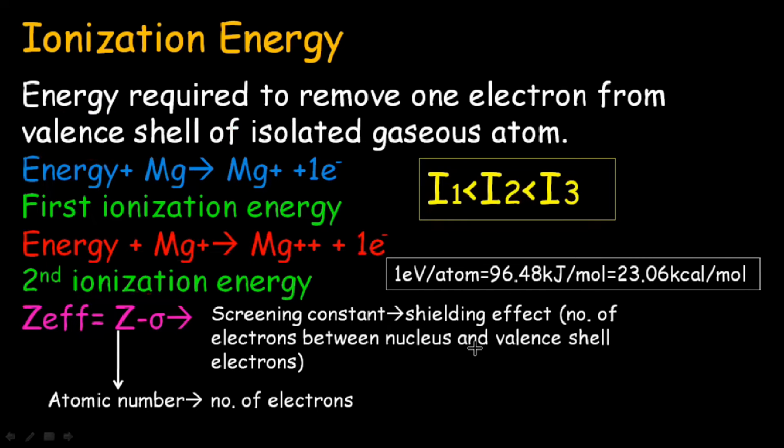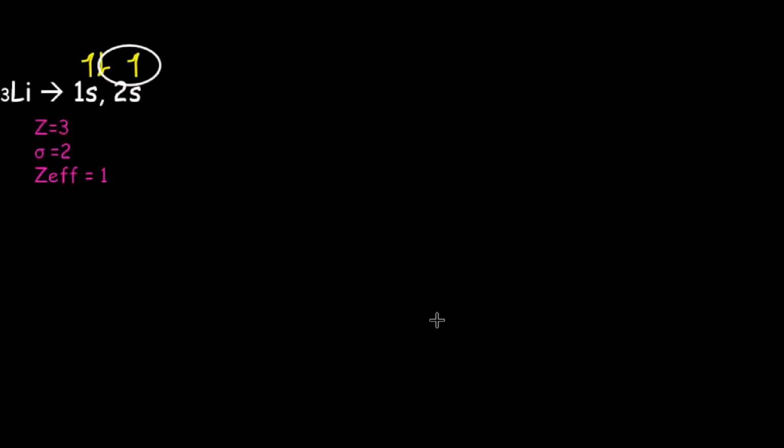Let's determine the effective nuclear charge of certain atoms. Consider the second period. Lithium has 3 electrons. Its electronic configuration is 1s2, 2s1. Z is the number of electrons or protons, which is equal to 3. Screening constant is determined by the electrons other than that of valence shell. The valence shell of lithium is 2s. The number of electrons between 2s and the nucleus is that present in 1s, which are 2 in number. So its screening constant is 2. Effective nuclear charge is Z minus sigma. 3 minus 2 gives the answer of 1.